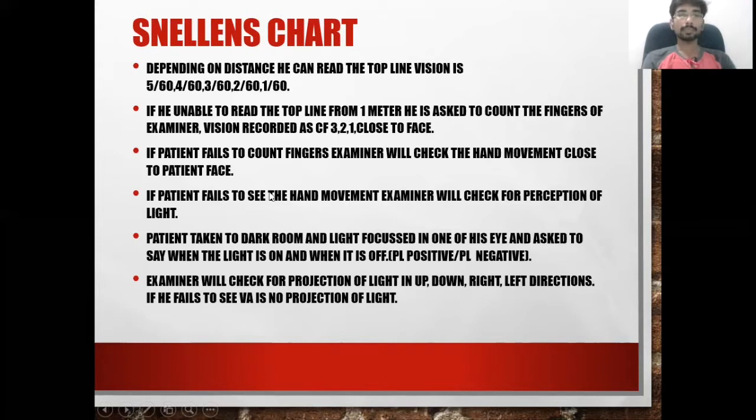If the patient fails to see hand movement, the examiner will take the patient to a dark room and throw light in his eye. The patient can say when the light is on and when it is off, recorded as perception of light positive or negative. The examiner will check projection of light in up, down, right and left directions. If he fails to see, visual acuity is no projection of light. PL is perception of light, PR is projection of rays.